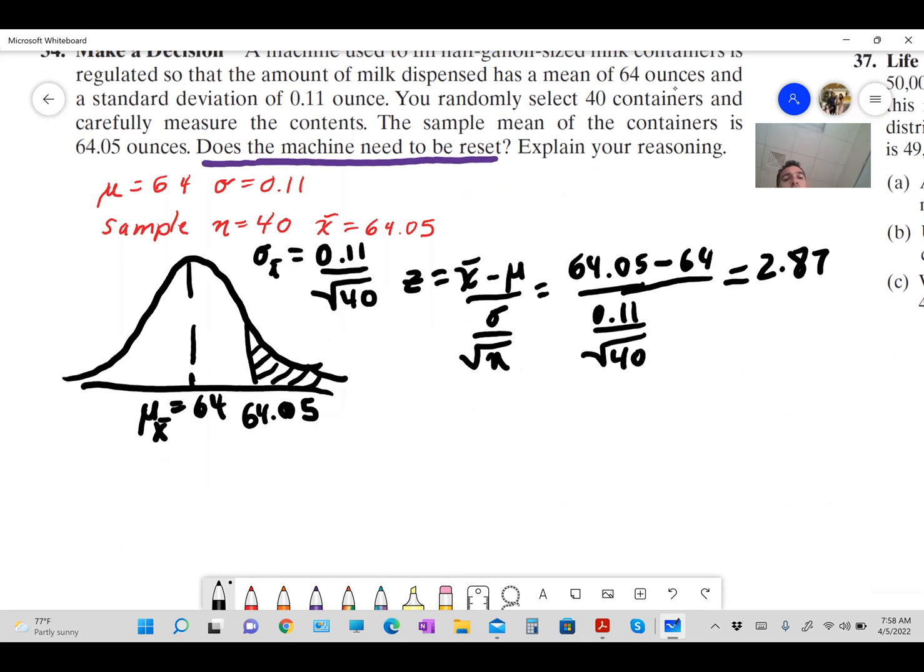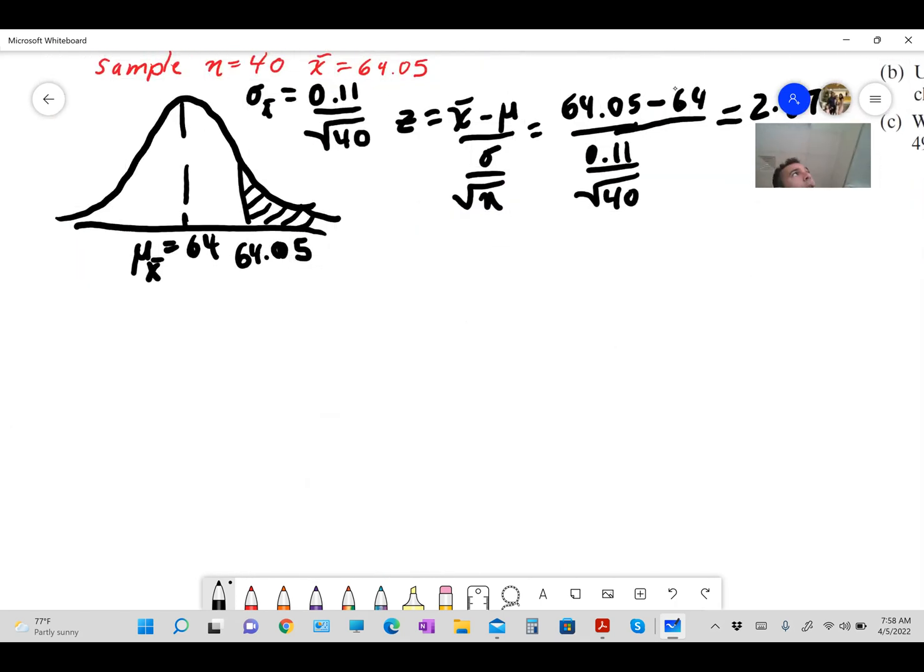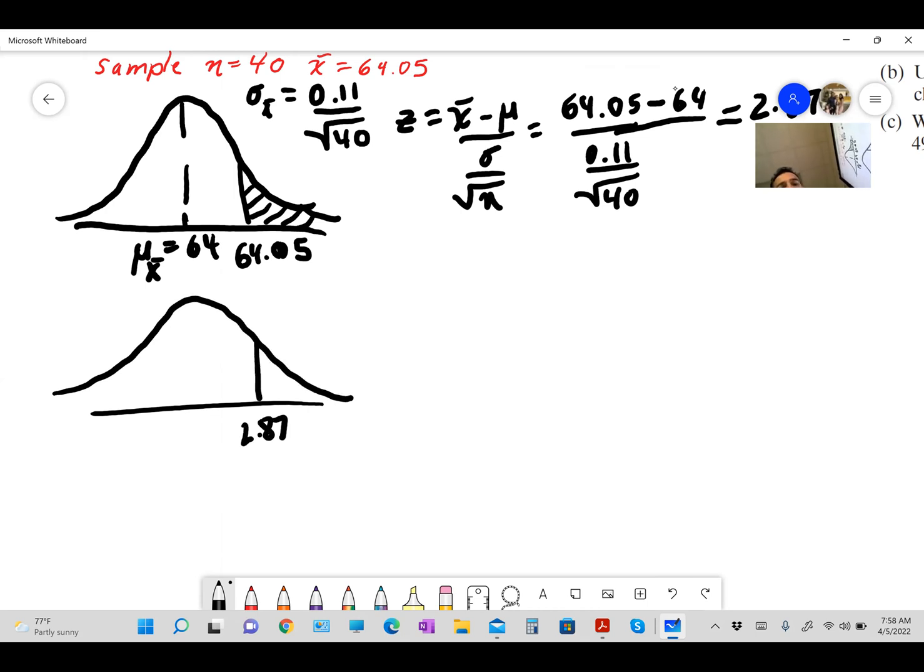So now this models the following. This is equivalent to a z-score of 2.87, which is probably out here somewhere, but not to scale. And you want to find out this area. All right, so let's do it. What do we need to do to find that area? We need a table. You should have your tables out, and I have my table here.